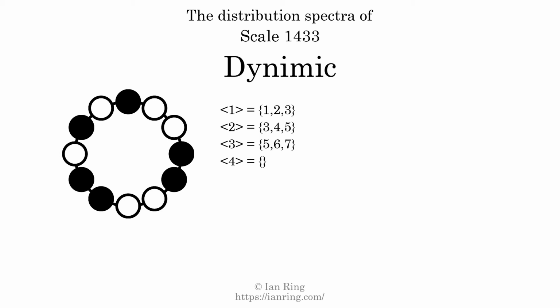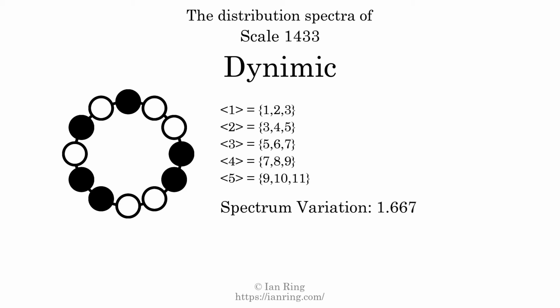The generic interval of 4 scale steps comes in 3 different specific interval sizes: 7 semitones, 8 semitones, and 9 semitones. The spectrum width of this generic interval is 2. And finally, the generic interval of 5 scale steps comes in 3 different specific interval sizes: 9 semitones, 10 semitones, and 11 semitones. The spectrum width of this generic interval is 2. The spectrum variation is the sum of all the widths, divided by the number of tones. The spectrum variation of this scale is 1.667.